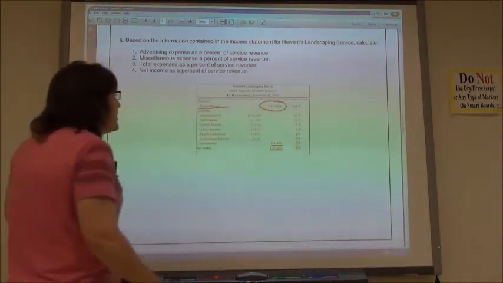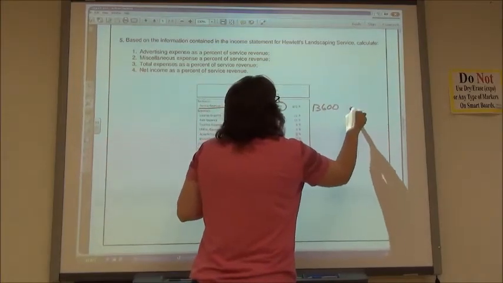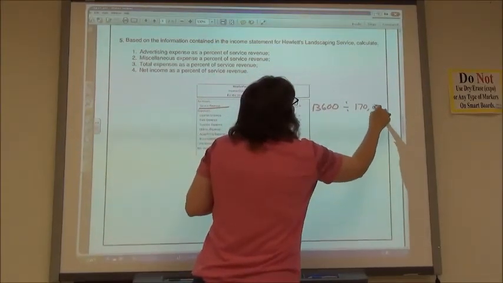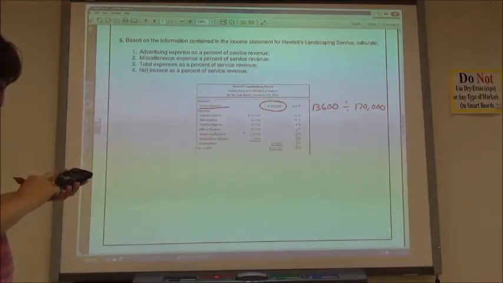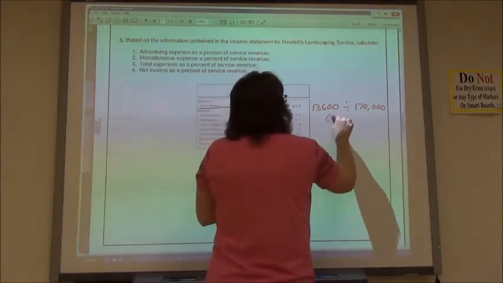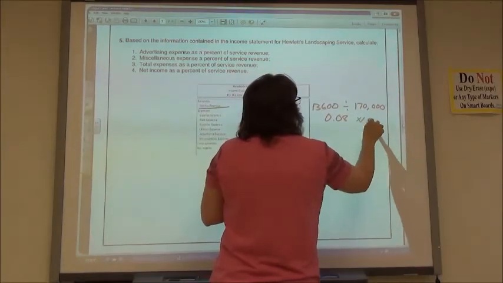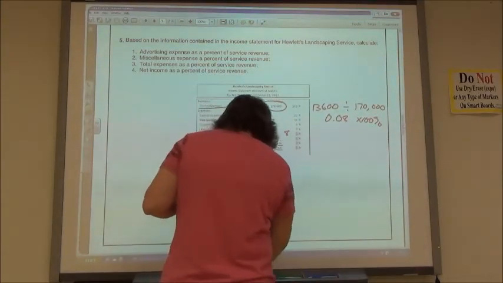So for advertising, 13,600 divided by my 170,000 then. So 13,600 divided by 170,000 gives me 0.08. Change it to a percent, so 8%.